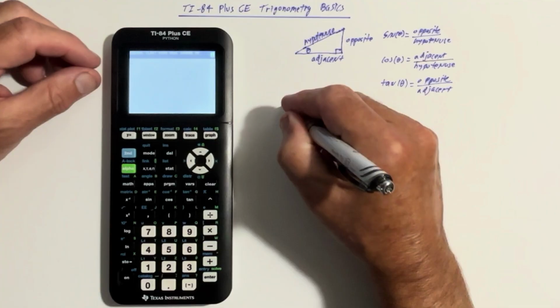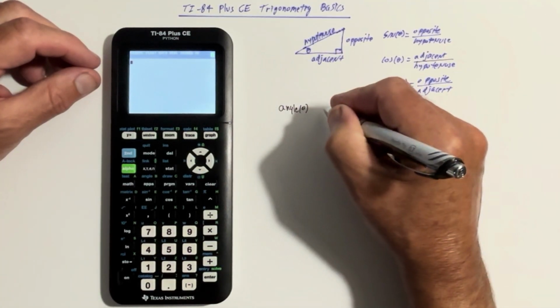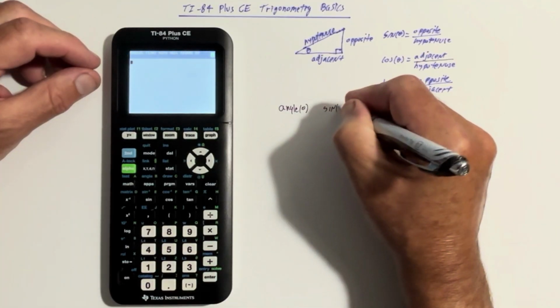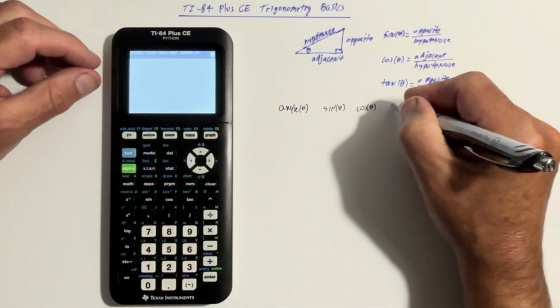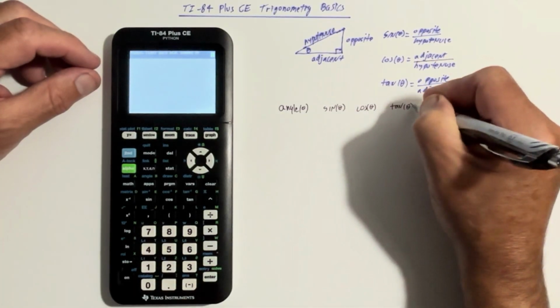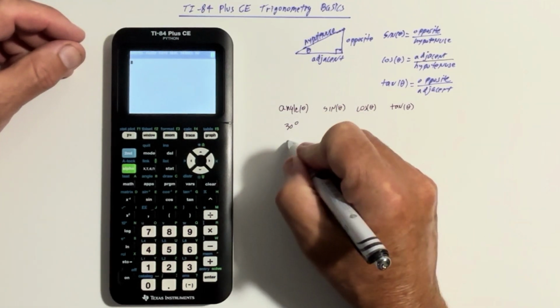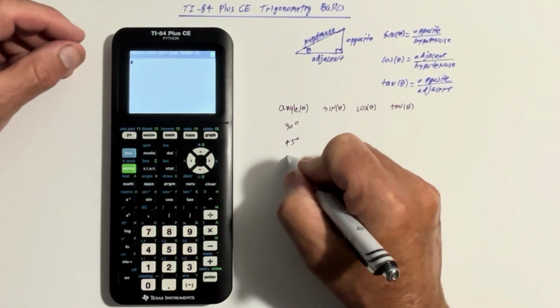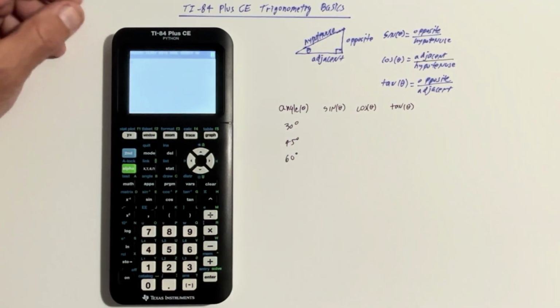So let's make a little table of what we're going to do. Here's our angle, theta, and there's the sine of theta, cosine of theta, and then the tangent of theta. So let's pick some common angles, 30 degrees, 45 degrees, and then 60 degrees. We'll calculate those values using our calculator.